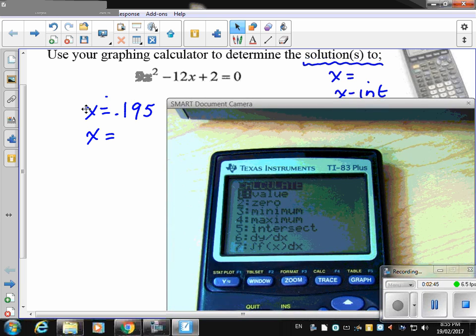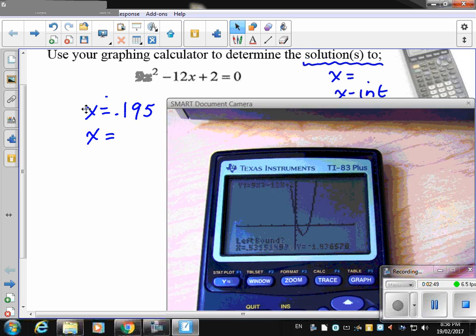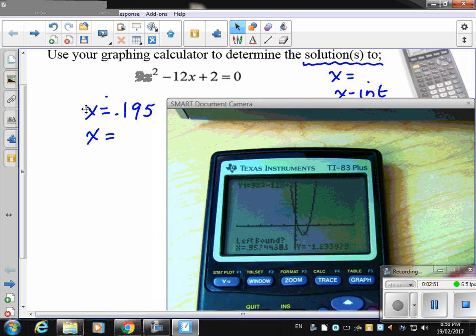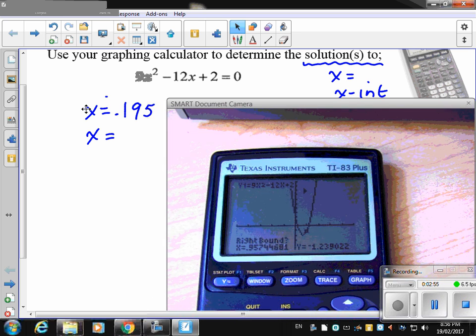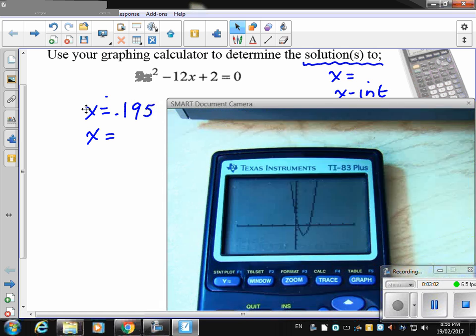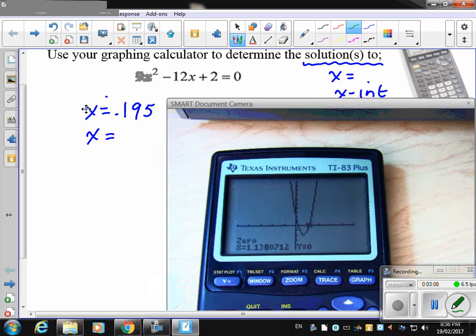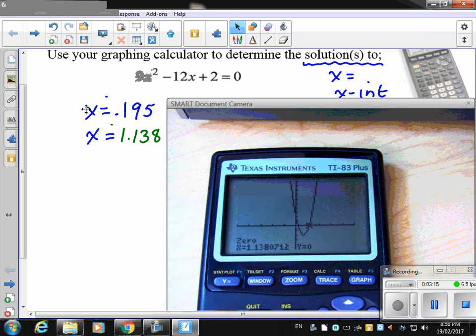Second calc, let's find the other 0. I want to be to the left of it. Where am I now? There I am. I am to the left of it. I happen to also be below it. There we are. And it's put a marker for me. There, now I'm to the right of it. And I want to find the 0 between there and there. Enter. The other one is 1.138. Approximately. Another ugly but realistic x-intercept for this function.